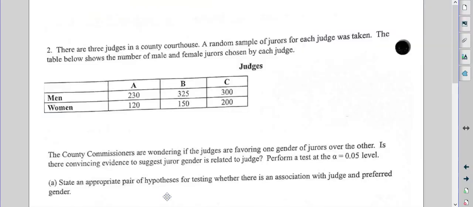So it says there are 3 judges in a county courthouse. A random sample of jurors for each judge was taken. The table below shows the number of male and female jurors chosen by each judge. So we have Judge A, B, C, and then we have men and women chosen on the jury.